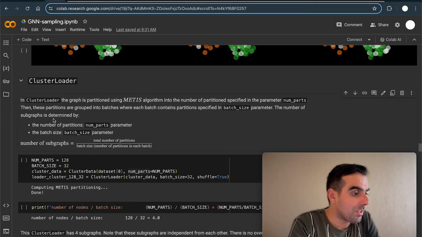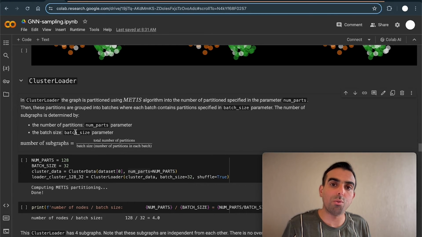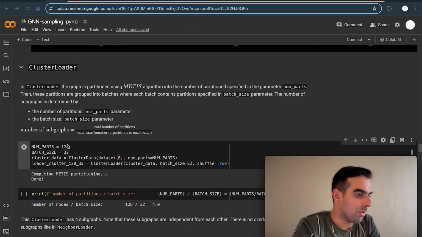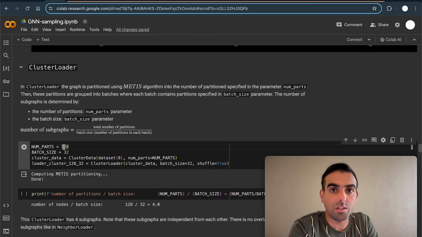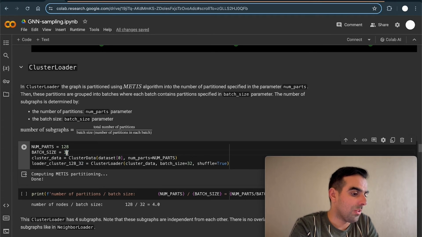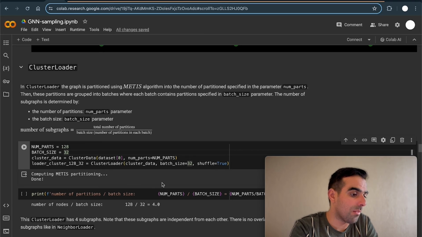So the number of subgraphs in the cluster loader is determined by the number of partitions, how many clusters we have, and the batch size. Are we grouping more clusters or fewer clusters? So the total number of partitions divided by the batch size. Here we're setting the number of partitions to be 128 and the batch size is 32. So we are getting 128 clusters and we are grouping each 32 of them into one batch. So 128 divided by 32, we get 4 subgraphs that will be used to train the GCN.